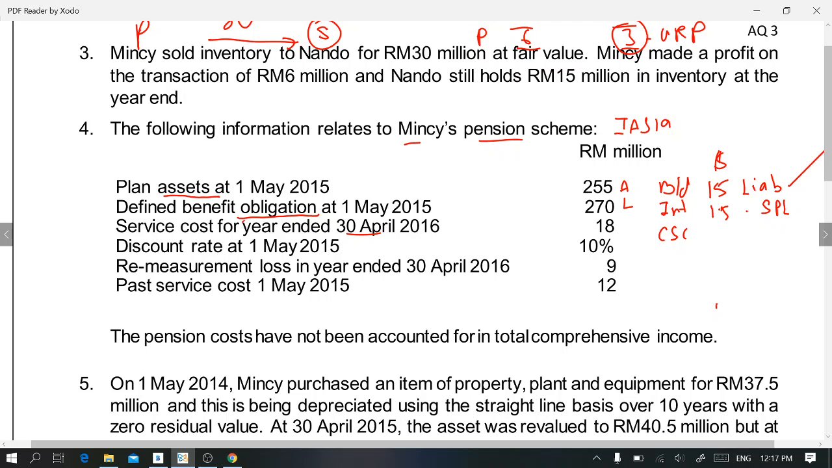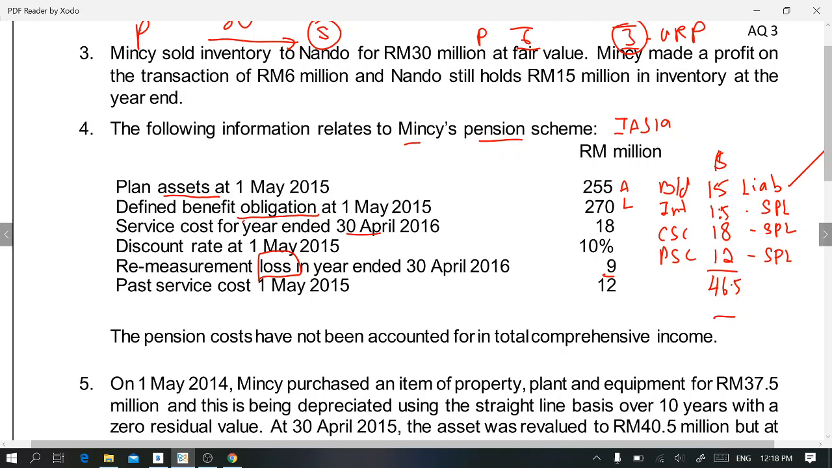Current service cost is because they worked an extra 1 year, our liability increased by 18. So liability up, expense also up. Past service cost, this one for the retirees, we pay them an additional 12, so we owe more, increasing our liability and increasing expense. Current service cost, past service cost, liability up, so this is my total liability, 30, 45, 46 and a half, and remeasurement loss of 9.